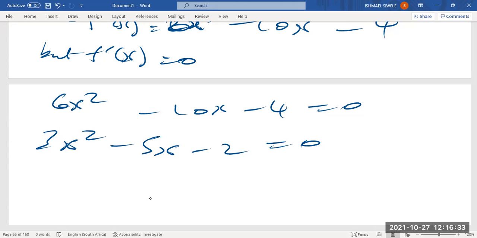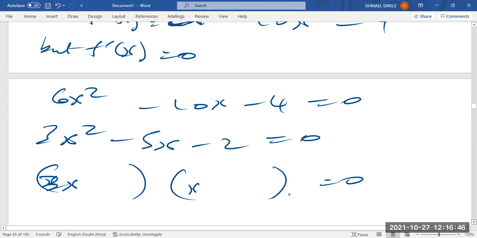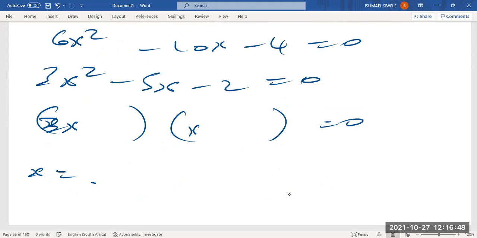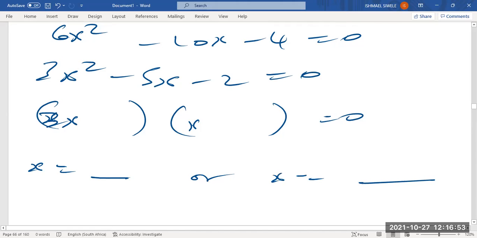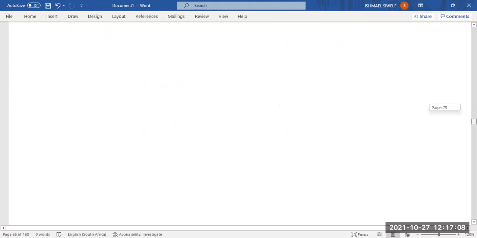Factoring the problem, what do we do? Quadratic form. So we're going to have factors here, 3x, and it's going to be 0 here. And then we're going to have x equals something, or x equals something else. So let's work out the value of x using the quadratic formula. Then c is equal to -2 here.